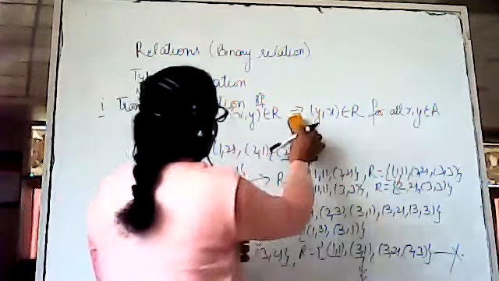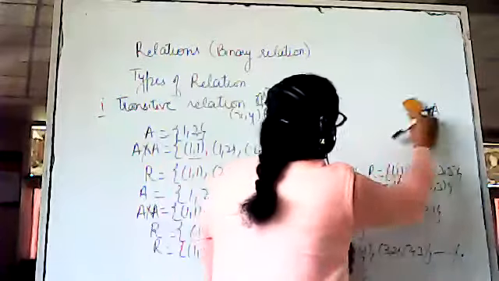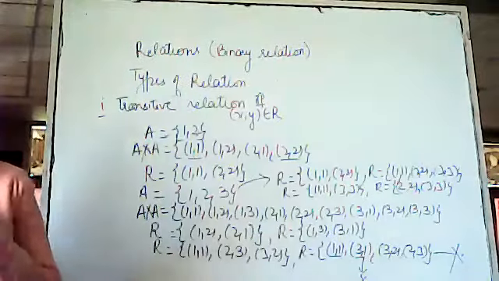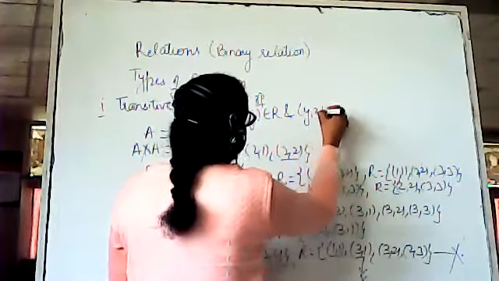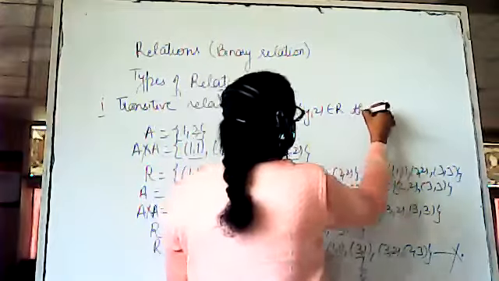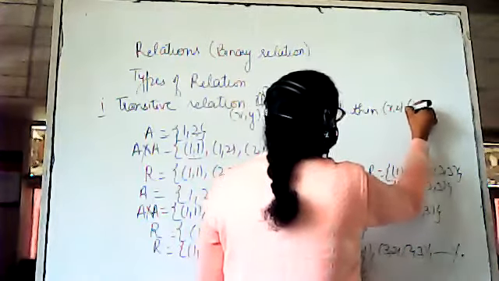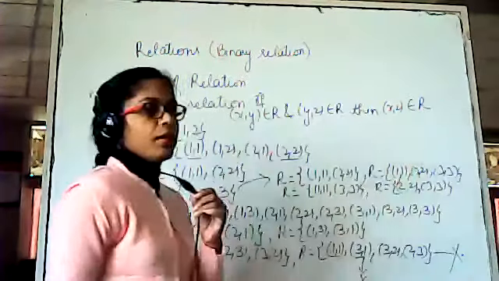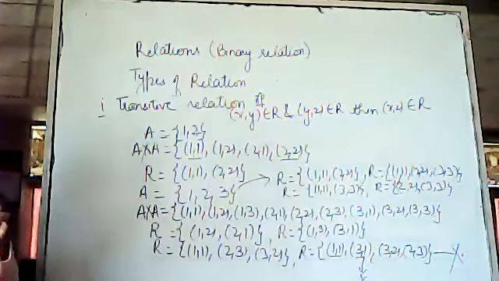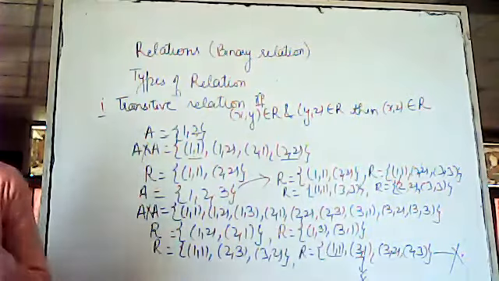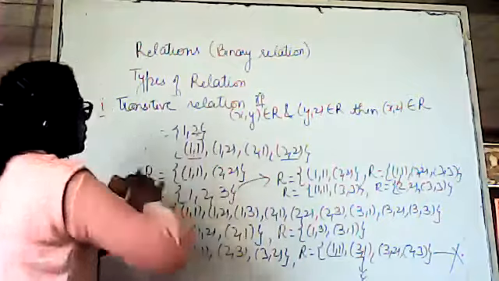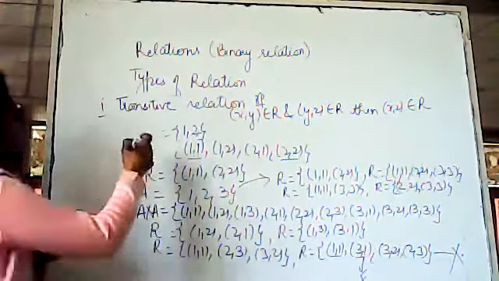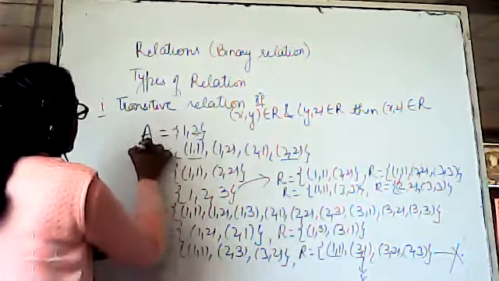If ordered pair xy belongs to relation R, and ordered pair yz belongs to relation R, then ordered pair xz must belong to relation R.